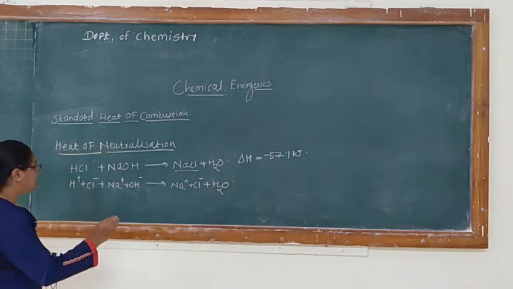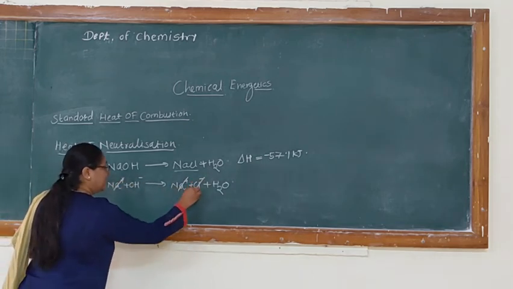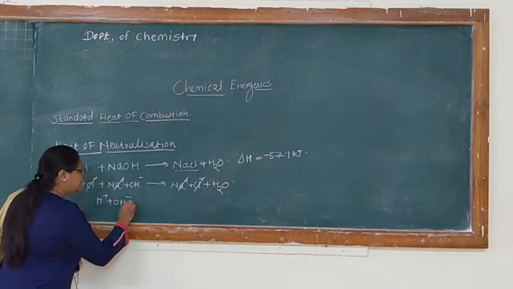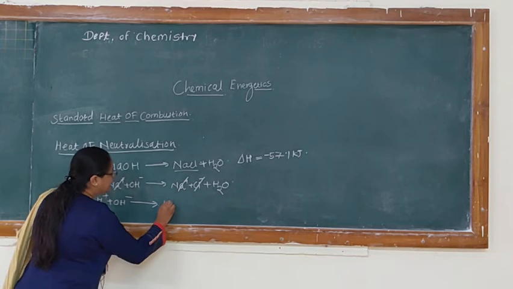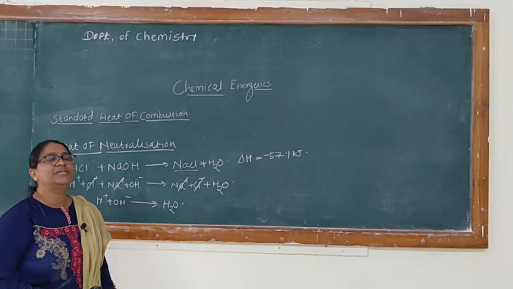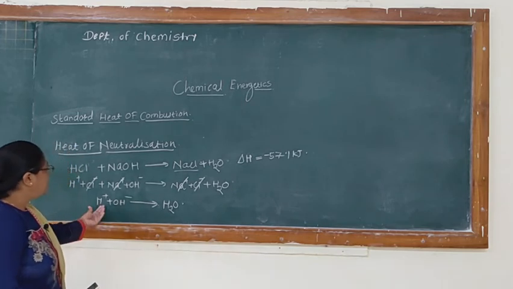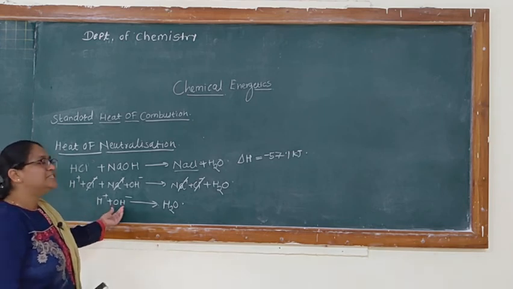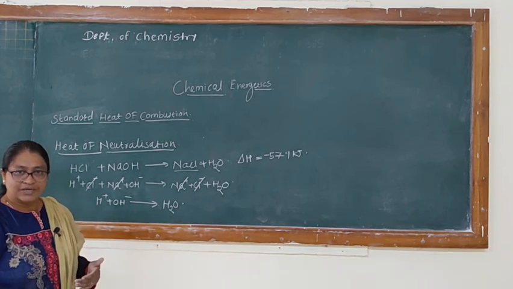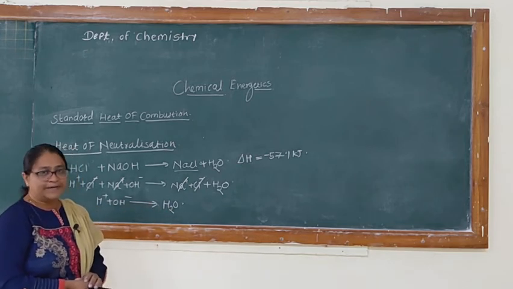Therefore, if we cancel the same ions on both sides, what we will get is the reaction, that is only H plus plus OH minus gives water. So the heat of neutralization can also be defined as the heat change when the H plus from acid and the OH minus from base react to form water. That is also the heat of neutralization. Here the H plus and OH minus ions combine and form undissociated water.